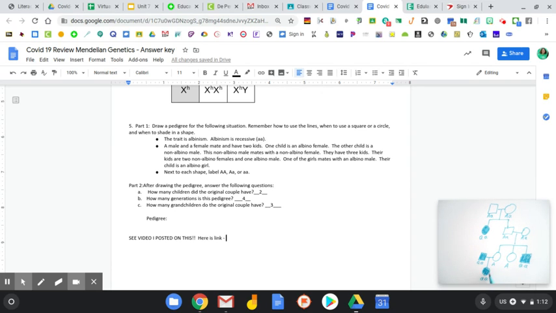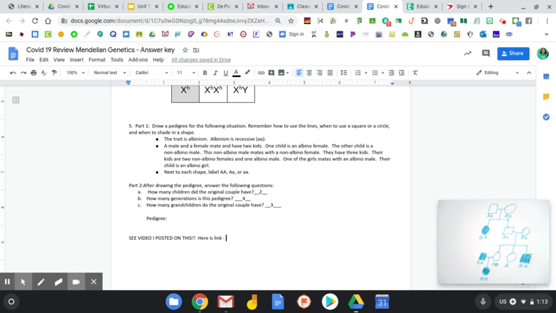Then I'm going to look at this girl right here, because she mated with an albino male and they had an albino daughter. So one of the little a's came from dad, and the other one had to have come from mom. So she's big A, little a. So far, all of those are heterozygous.